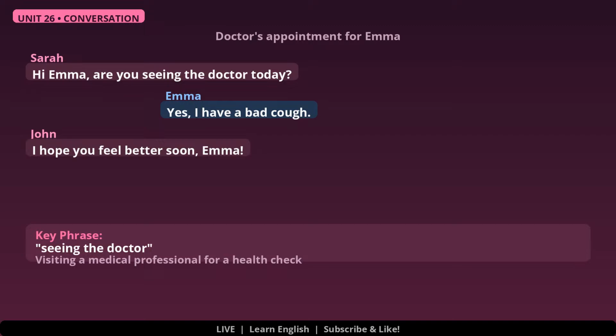Here's a real conversation example. Situation, doctor's appointment for Emma. Sarah says, "Hi Emma, are you seeing the doctor today?" Emma says, "Yes, I have a bad cough." John says, "I hope you feel better soon, Emma."